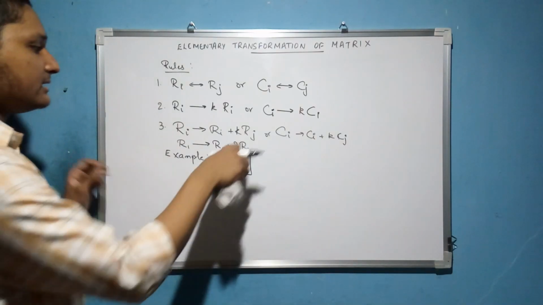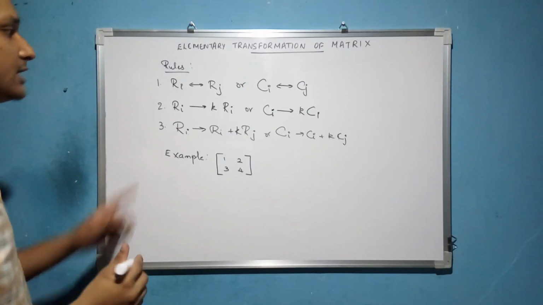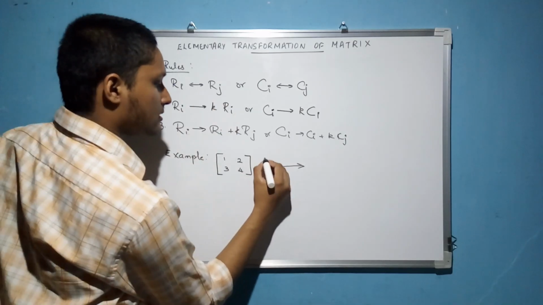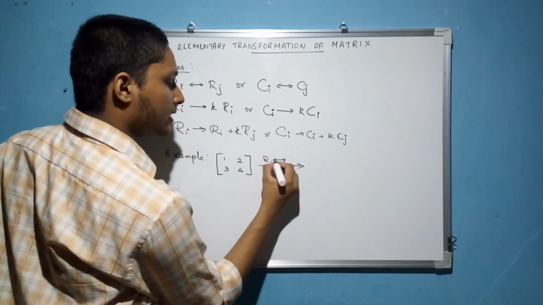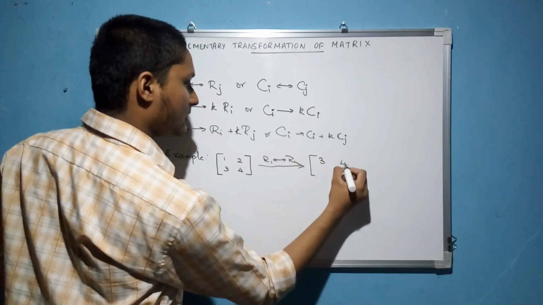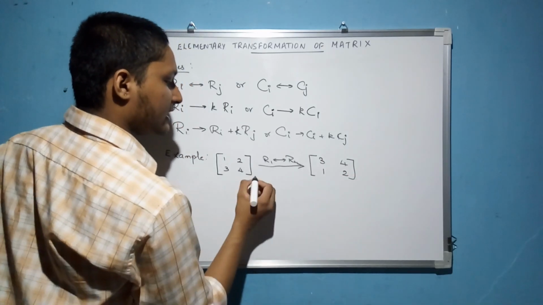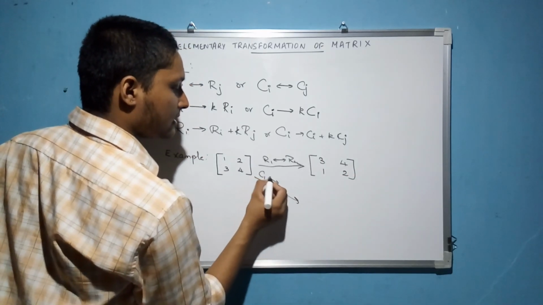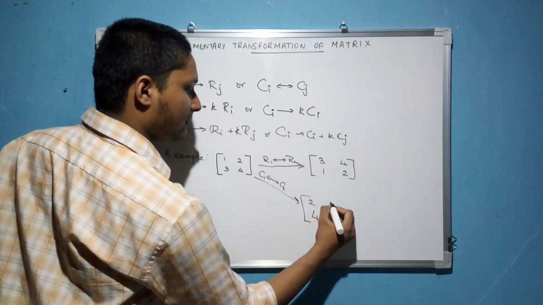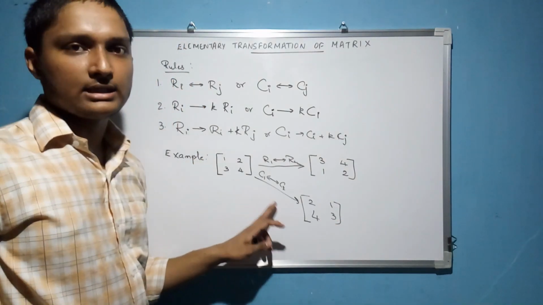So we have an example and I'm going to do everything with that. The first one is you need to change this row. So I'll consider R1 is going to get interchanged with R2. This becomes 3, 4 and 1, 2. Or if I change the columns, that is C1 is getting interchanged with C2, it is going to be 2, 4 and 1, 3. I hope you understood that. So you are just going to interchange those two columns.